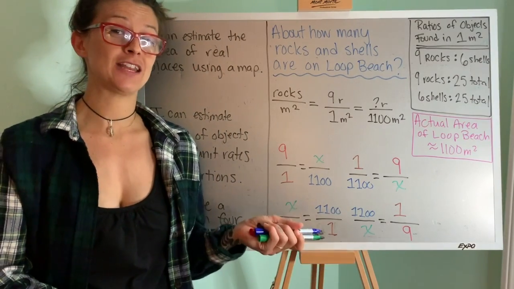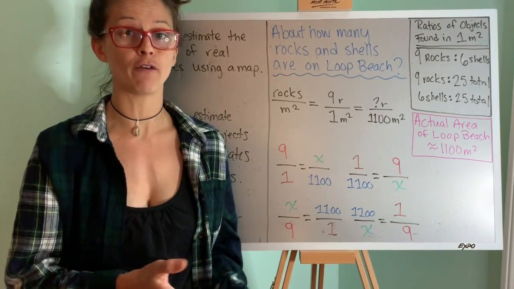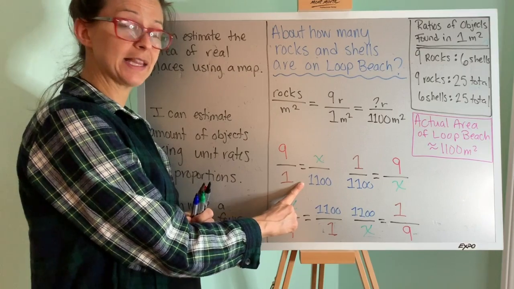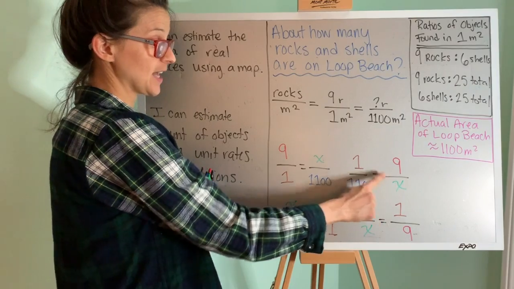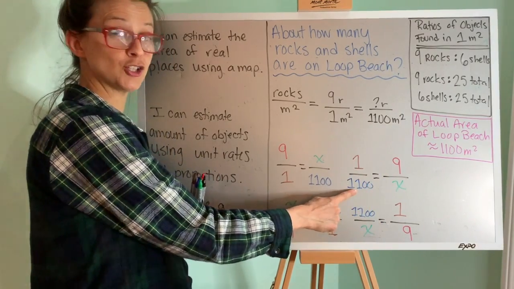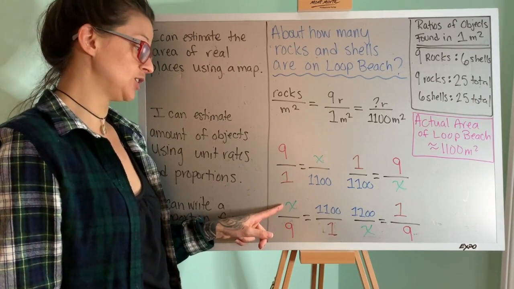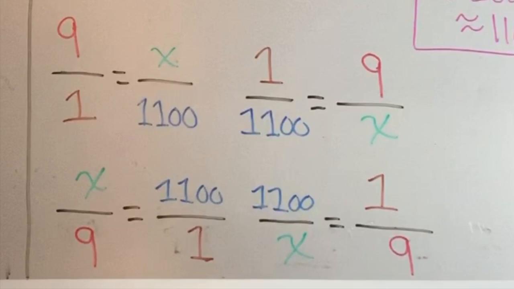Now that we've rewritten the proportion 4 different ways, we can select which one is easiest to solve for the missing variable. Here we just have to multiply both sides by 1,100 to get x by itself. Here we could use cross products. X times 1, 9 times 1,100. Again, here I'd probably use cross products. Again, in this situation, we could multiply both sides by 9 and get our variable by itself. All 4 of these proportions are equivalent. They all will show that x equals 9,900.